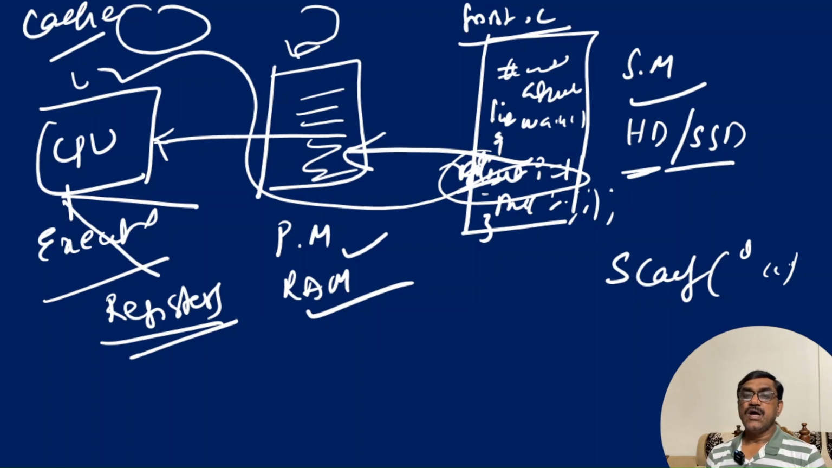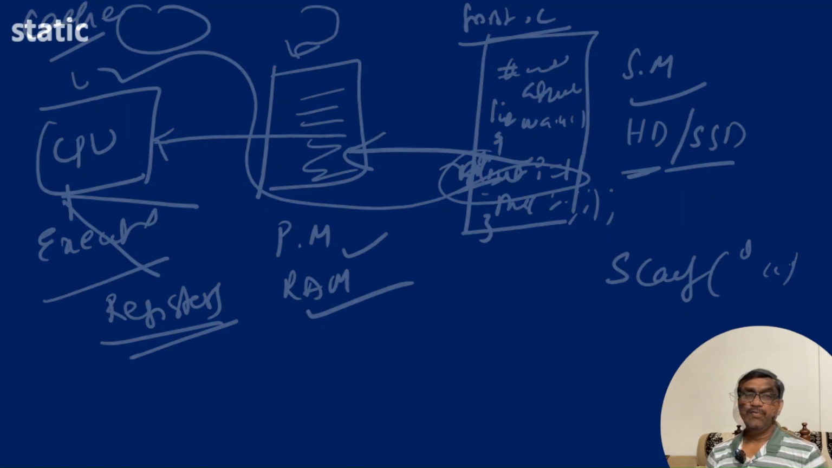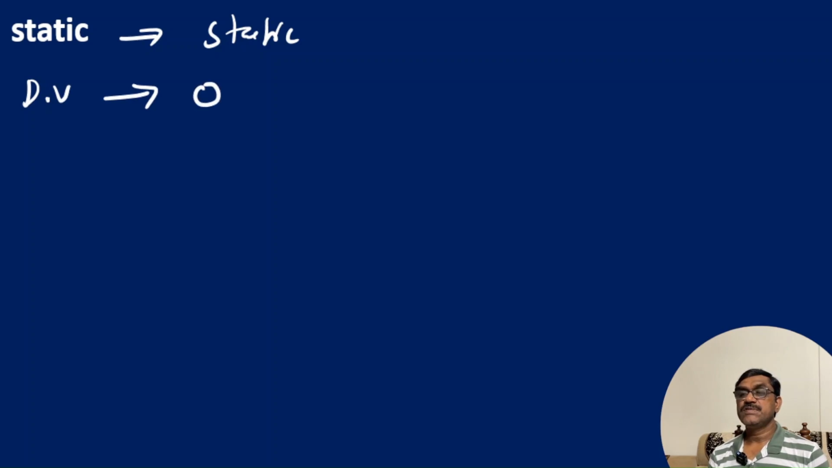Now, after the register storage class, we will see the static storage class variable. A static storage class variable is specified by using the keyword static. Mainly we discuss what the default value of the static storage class is. The default value is 0.